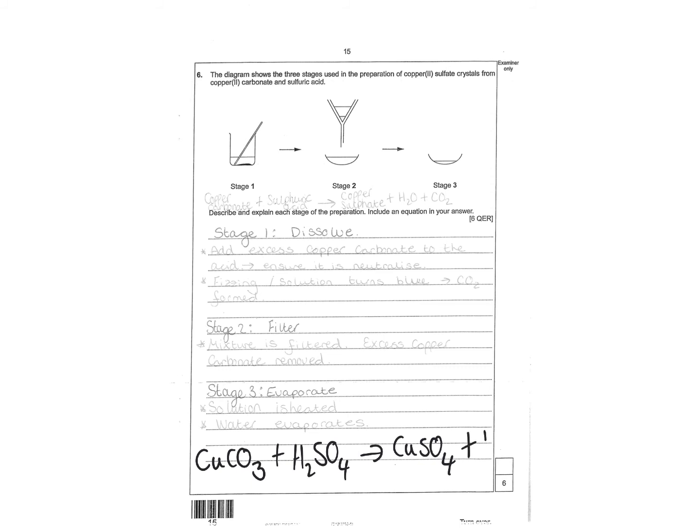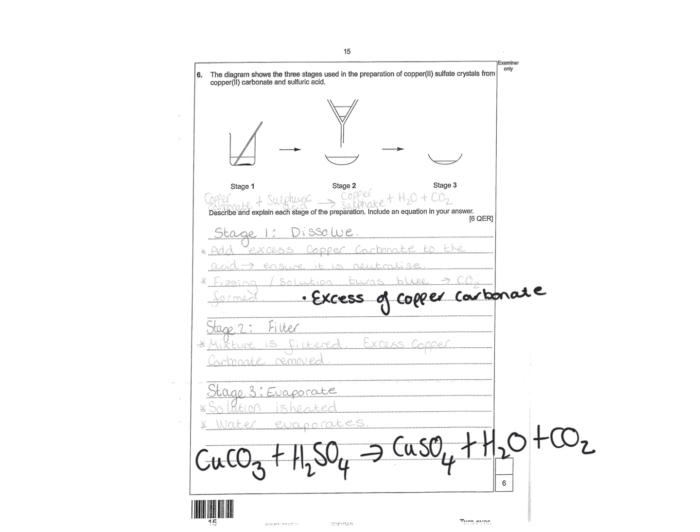So H2O plus CO2, because it is a carbonate. First stage then, dissolve. Add excess copper carbonate to the acid to ensure it neutralizes, to ensure it's all used up. You'd see fizzing and the solution will turn blue. CO2 would be formed. You could have also written that you would see an excess, because at the end you should see an excess of the copper carbonate, because you want to make sure that all of the acid is neutralized, all the acid dissolves.